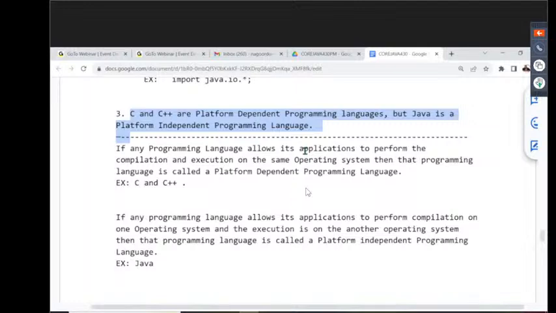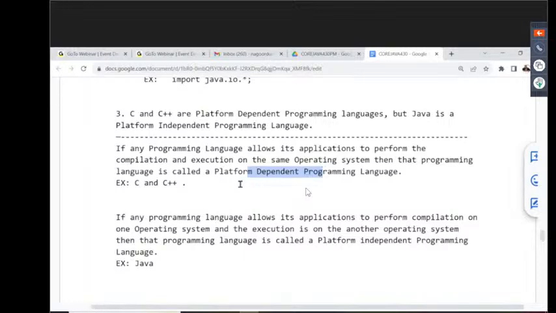If any programming language allows its applications to perform the compilation and execution on the same operating system, compilation and execution must be on the same operating system, then that programming language is called what? That programming language is called a platform dependent programming language. Now tell me, can you tell me what exactly a platform dependent programming language is?